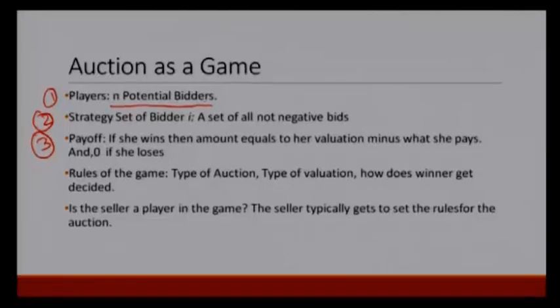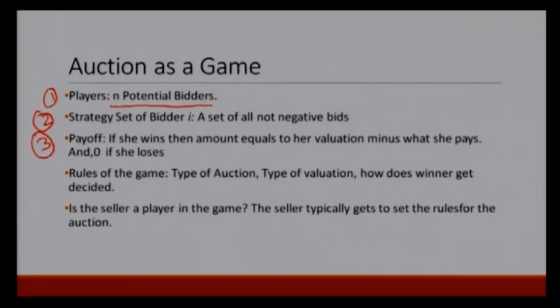Of course, right now I did not describe the exact payoff. The exact payoff will depend on the type of auction, type of valuation, and also how the winner gets decided. And very clearly at this level, the seller is not a player in the game. To describe auction as a normal form game, we need the three pieces of information that I described: players, strategy set of bidder i, and payoffs.